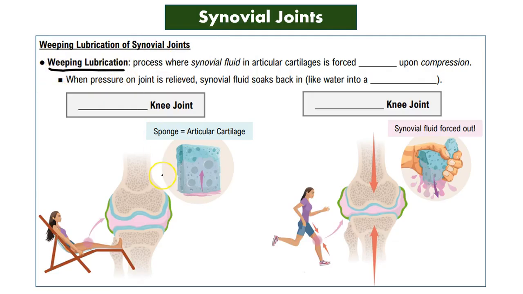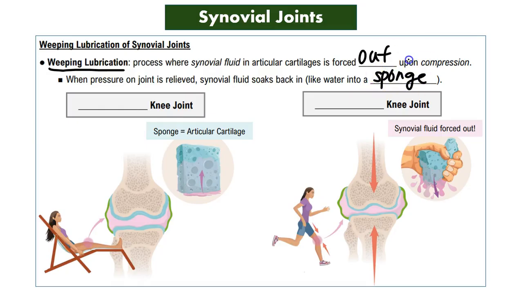Weeping lubrication is just basically a process where synovial fluid in the articular cartilage is forced out upon compression. So that means when you are walking, or specifically you're running, the synovial fluid is going to be forced out of the actual cavity. And we'll talk about the details of what happens when that happens. Now, when the pressure on the joint is relieved and you're back to kind of relaxing, that's when the synovial fluid is going to soak back in, like you're thinking water into a sponge.